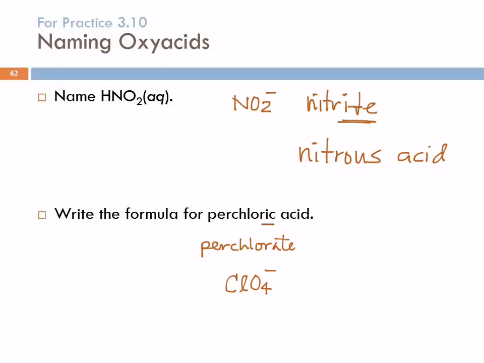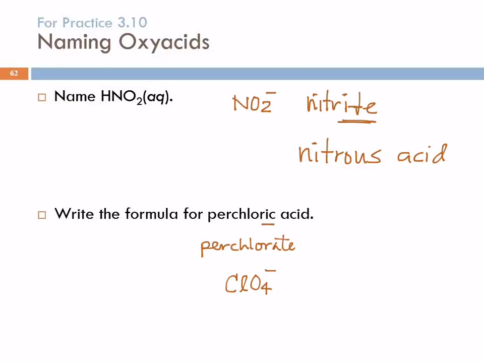ClO4 minus. Got a lot of questions on the 1-minute papers about not understanding the names of the polyatomic ions. There's not a lot to understand. You just have to memorize them. That's it. I'm sorry. So this is perchlorate because we decided to call it that.